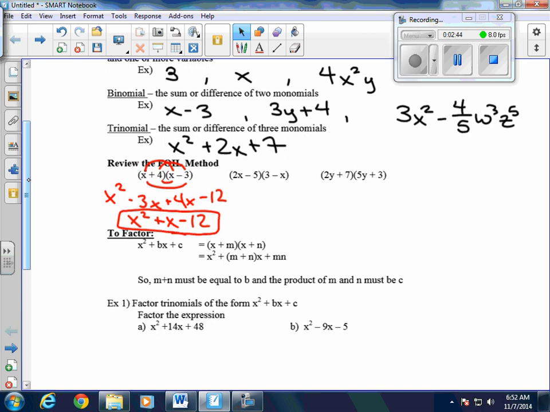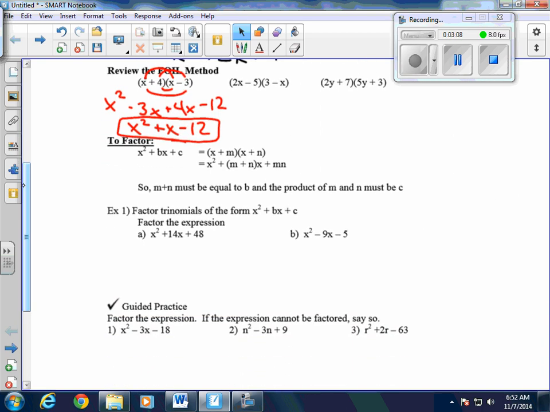Well, when we look at factoring, we're really just going the opposite direction. We're going to take our trinomial today and we are going to factor. To factor means we're going to break it down into its factors. Like if we factor the number 6, the factors of 6 are really 2 times 3. So when we do that, that is factoring the number 6. So we're going to do the same thing with our trinomials.